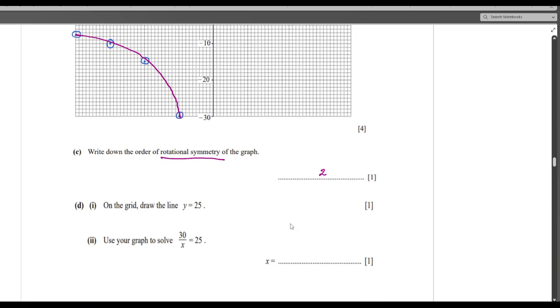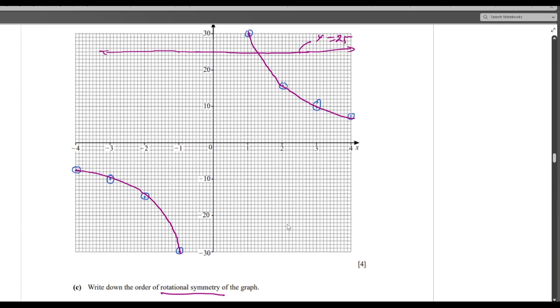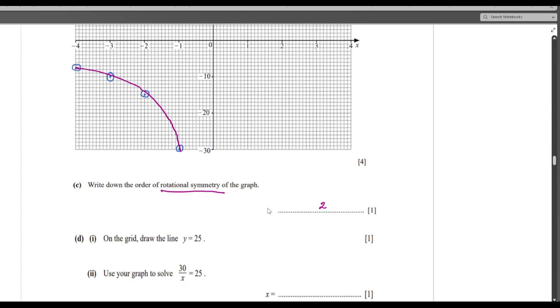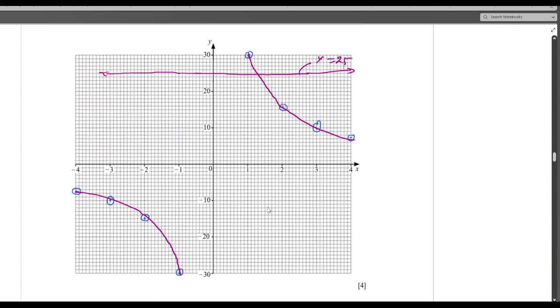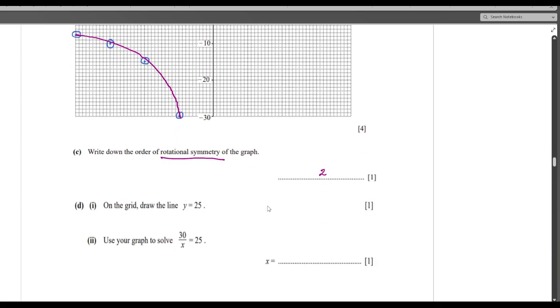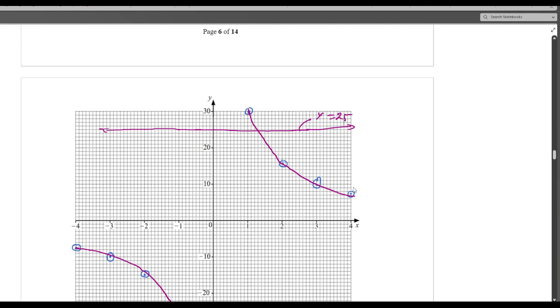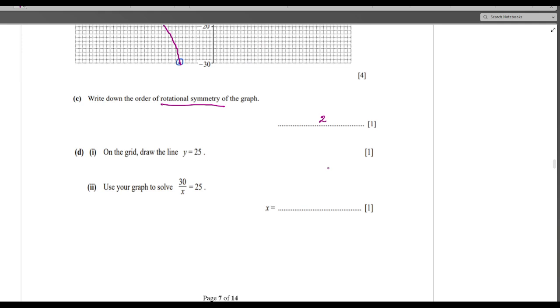Now use your graph to solve 30 divided by x equal to 25. Now 30 divided by x is already plotted and y equal to 25 is also plotted. So where they intersect, that will be your solution. So I will say that my solution is this particular point. Now if I see its x coordinate, its x value is 1.2. So 1.2 is your answer.